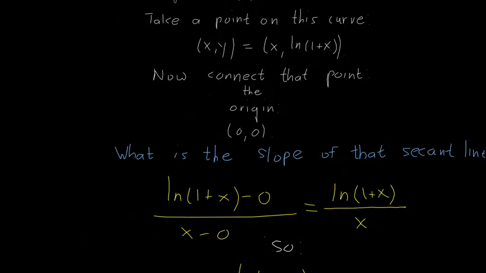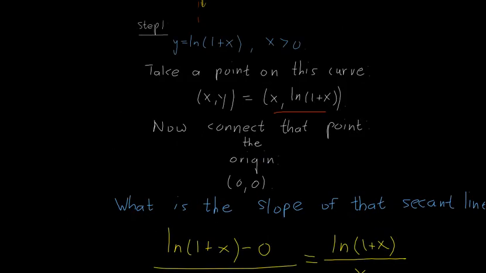It's just taking the slope, y2 minus y1 over x2 minus x1, right? I have 2 coordinates, x comma ln of 1 plus x, and we have 0, 0. We have 2 coordinates, right? One of x1 comma y1, one of x2 comma y2. So then you do y2 minus y1 over x2 minus x1. Okay, so that's the slope of the secant line.